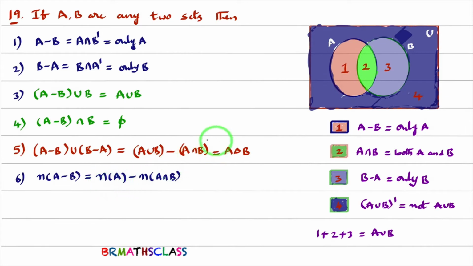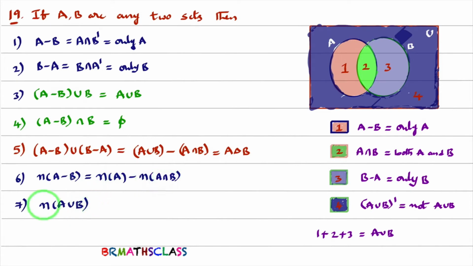You see here n of A minus B. A minus B means which part here actually? This is the first part, right? n of A means the number of elements present in first part plus second part, minus n of A intersection B. n of A intersection B is the second part. If both get cancelled, you can see both are the same. So n of A minus B can be written as n of A minus n of A intersection B.